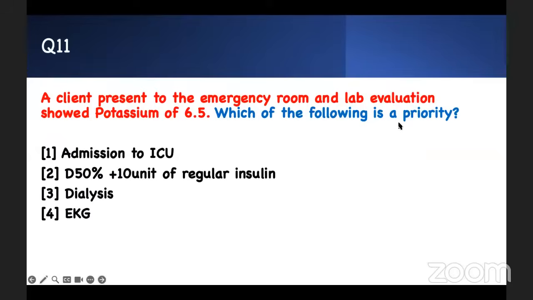Which of the following is a priority? A client presents to the emergency room and lab evaluation shows a potassium of 6.5. What do you want to do? Admit me to the ICU, give me insulin and D5 dextrose, dialysis, or give me an EKG?